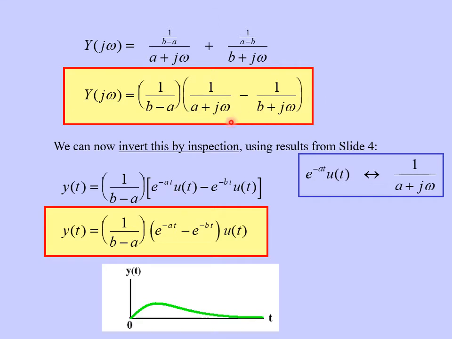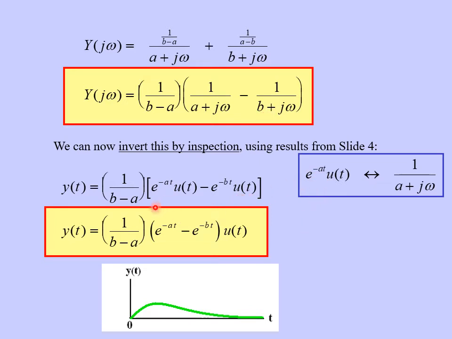So now that we've got the output of our system, Y(jω), in this form, it looks kind of messy, but actually we know how to invert this by inspection. Remember this result that we learned earlier in this chapter: for exponential functions, this is what the Fourier transform looks like. Both of these terms are just exponential functions when we go back in time. Using this result, just by inspection, we can see that here the exponent is going to be a, and here the exponent is going to be b.